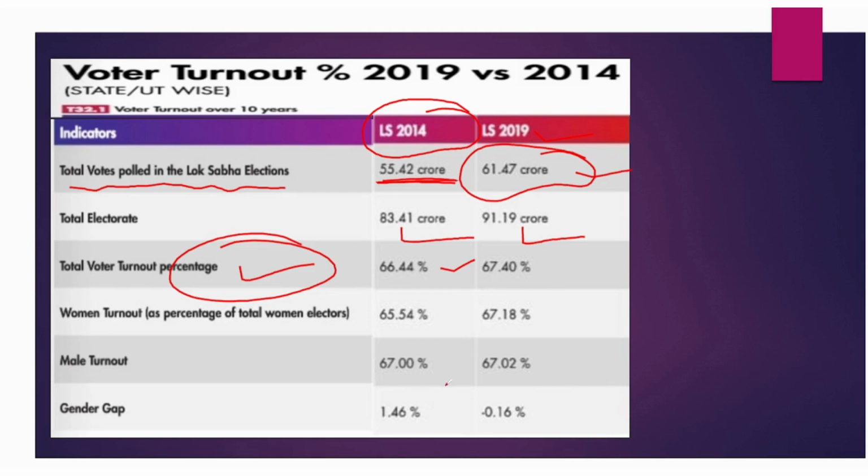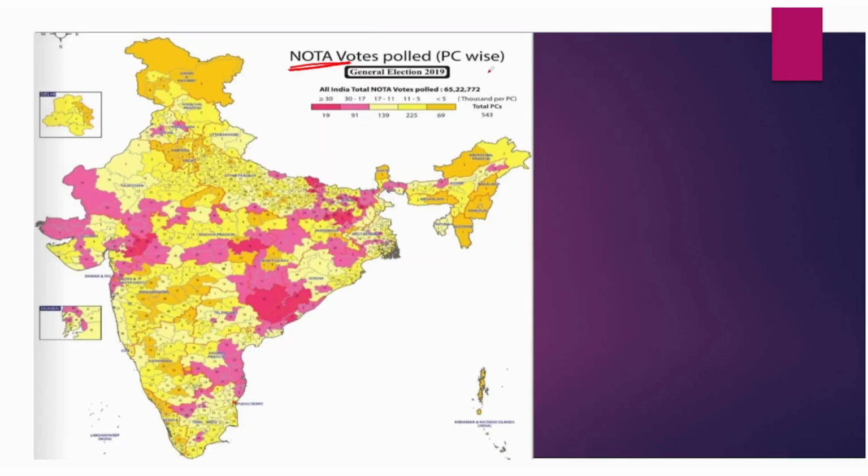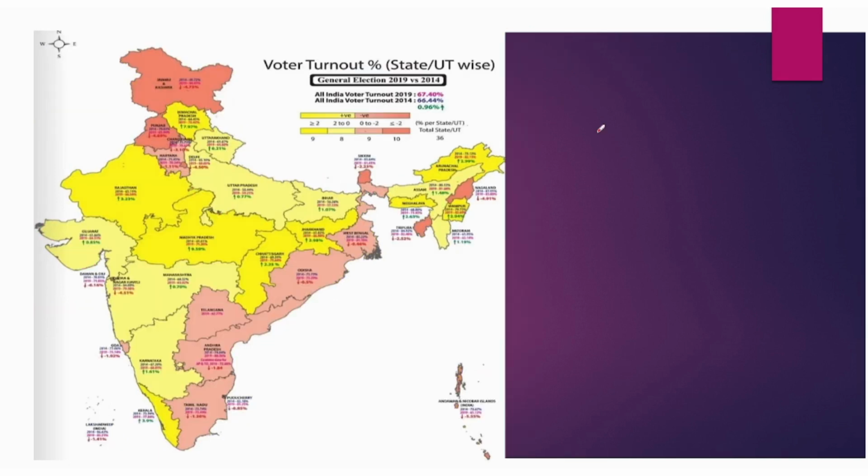And this is the gender gap. This is the male voting percentage, and this is the female voting percentage. We can see the gender gap. There is only a 0.06 percent gender gap between men and women. How many NOTA votes were polled during the Lok Sabha general elections of 2019? In 2019, the total number of NOTA votes polled was 65,22,772.